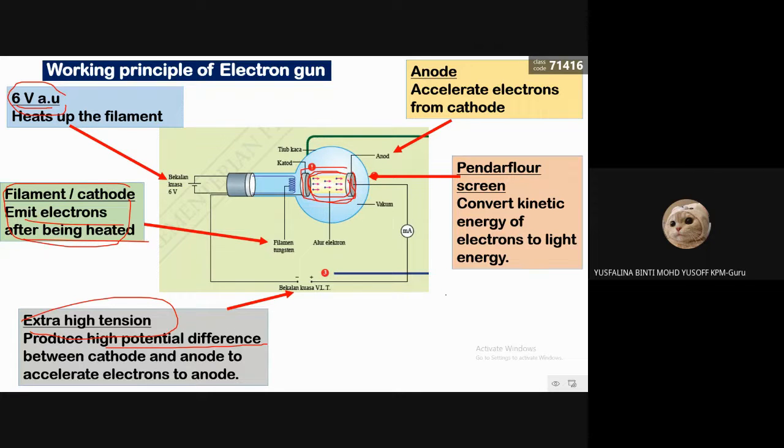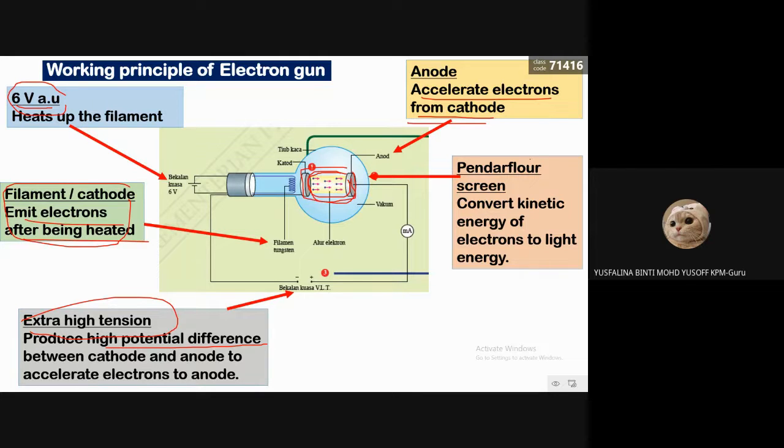Then we see another part, which is the anode. What does the anode do? The anode accelerates electrons from the cathode, because you already know that opposite charges attract each other. And the high potential difference helps the electron to increase its velocity, or in other words to accelerate. So the anode accelerates electrons from the cathode.